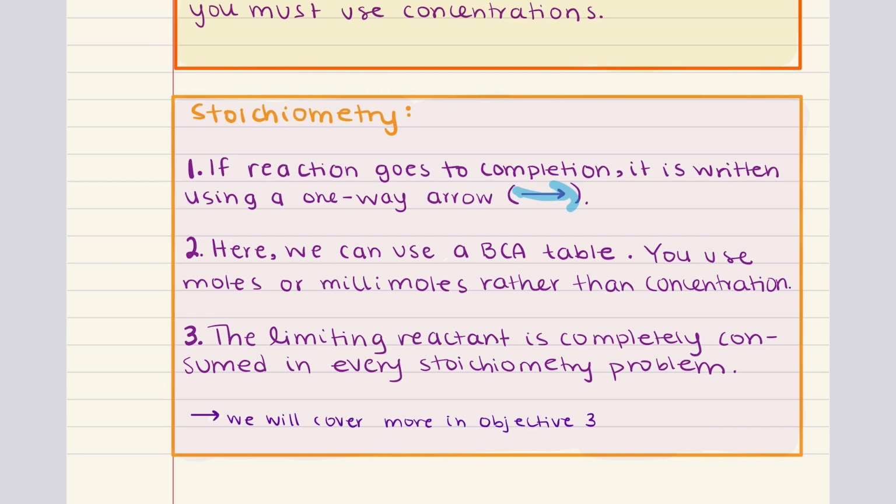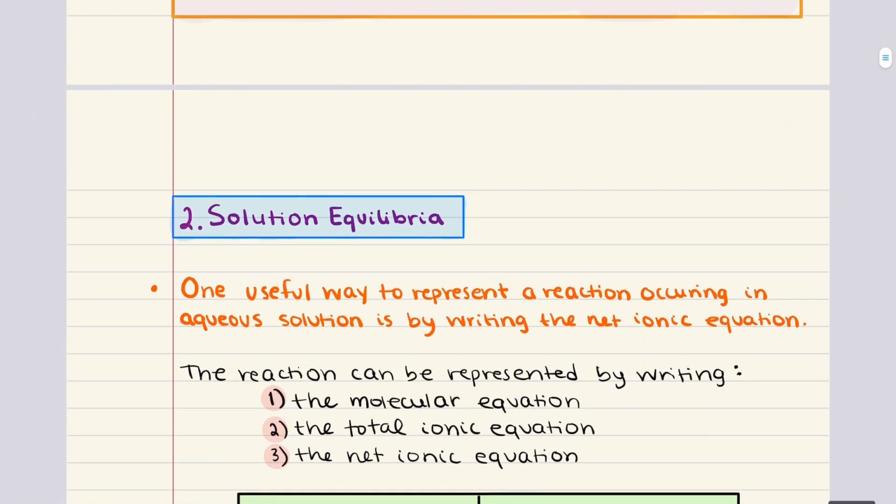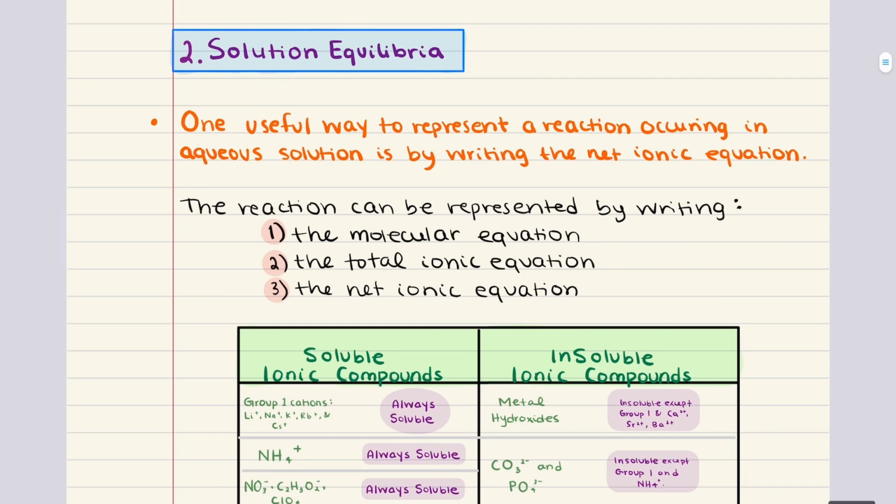A key point in stoichiometric problems is identifying the limiting reactant, which is completely consumed during the reaction. This reactant determines how much product can be formed and when the reaction stops. With that, we can go ahead and move into Objective 2.